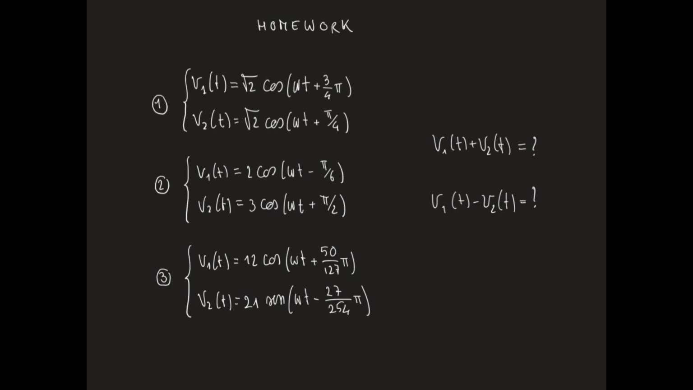For each pair of signals V1 and V2, find the sum V1 plus V2 and the difference V1 minus V2 by taking advantage of the phasor properties.